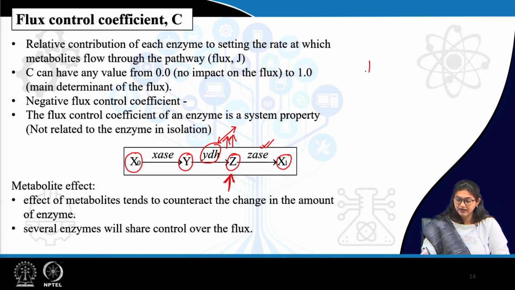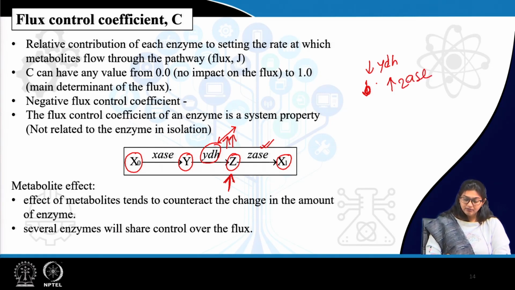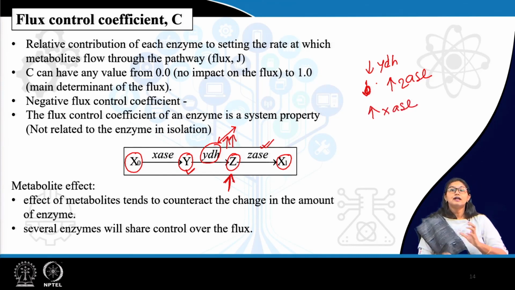So, what will happen? Finally the YDH activity will be low, but the Zase will be high. Similarly, because Y is depleted, product inhibition over Xase will be reduced. So, again Xase function will be high. So, this is how all the metabolites can affect the enzyme's function and control the flux.